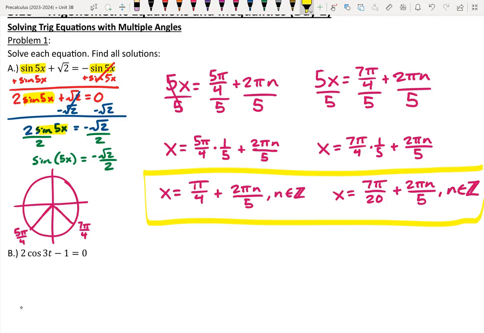All right. We're going to skip over B for right now. I want you to drop down to C at the bottom of the page, and I want you to try that out. Take the next couple minutes. Try out problem C, please.